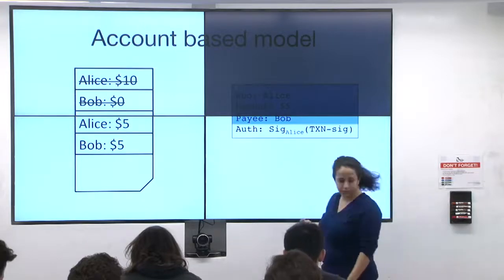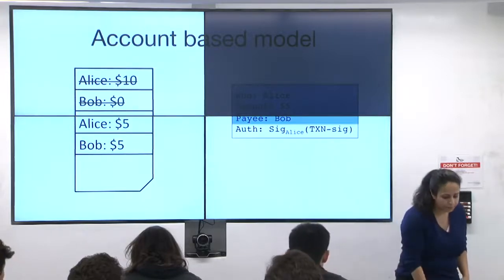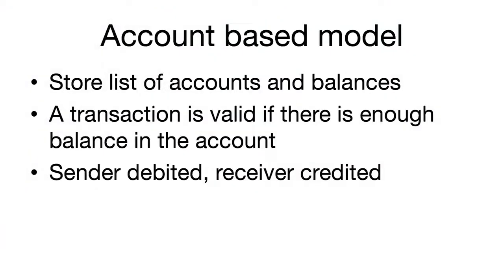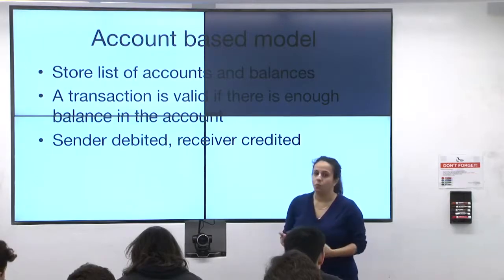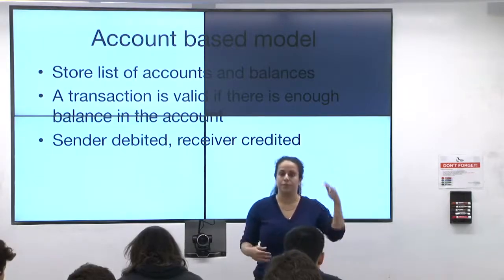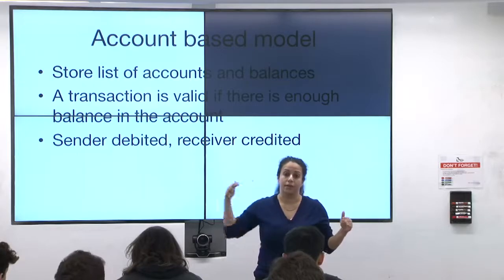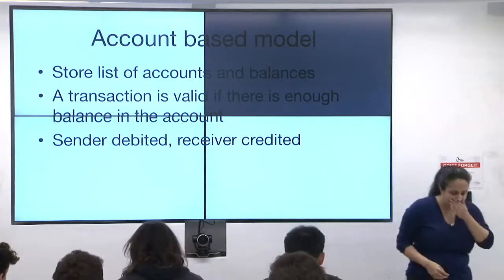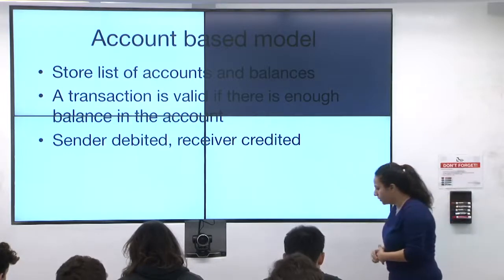It's not the model that Bitcoin uses. So just to summarize, you store a list of accounts and balances. A transaction is valid if there's a balance in the account. And then when a transaction is processed, you debit the sender and credit the receiver. So very straightforward. Now, like I said, this is the way that Ethereum works.